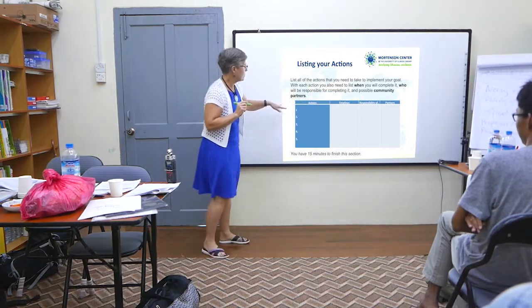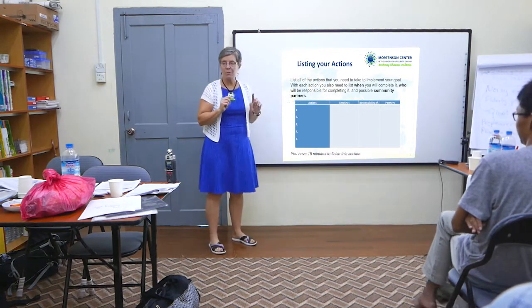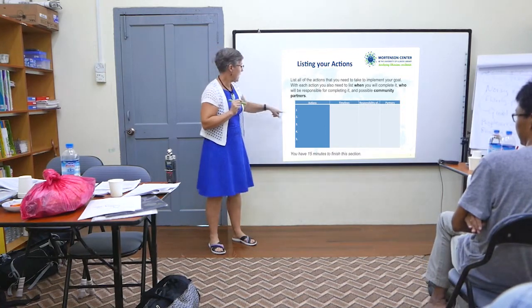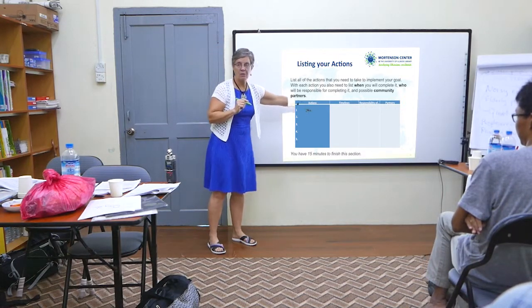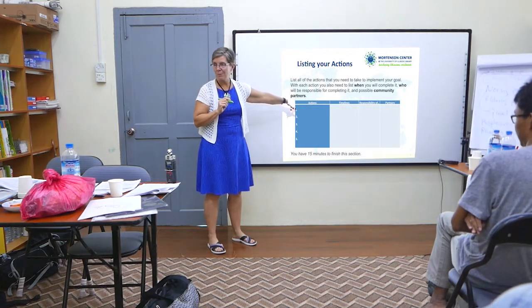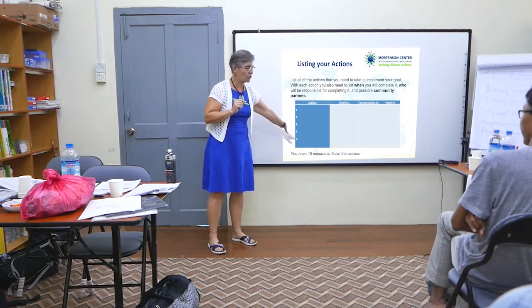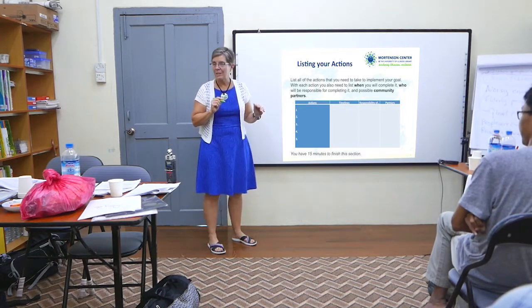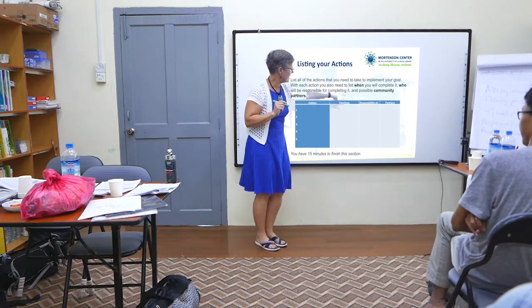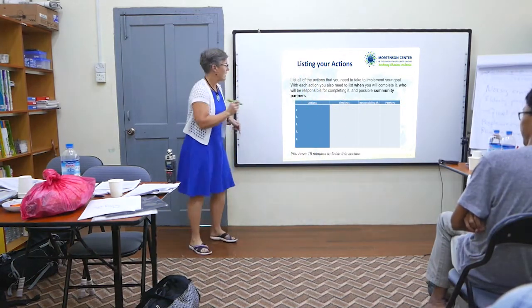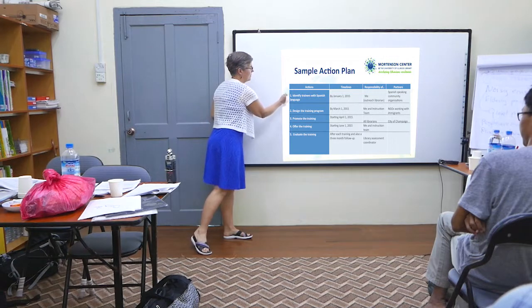So if you answered that you need to get permission from a supervisor before implementing your action plan, that's going to be your first action. Get permission from my supervisor, right? And then you're going to go down and list all the other actions you have before you get to the end. And then you put your timelines, who's responsible, and if you have any partners that you're going to work with. So it might look something like this.